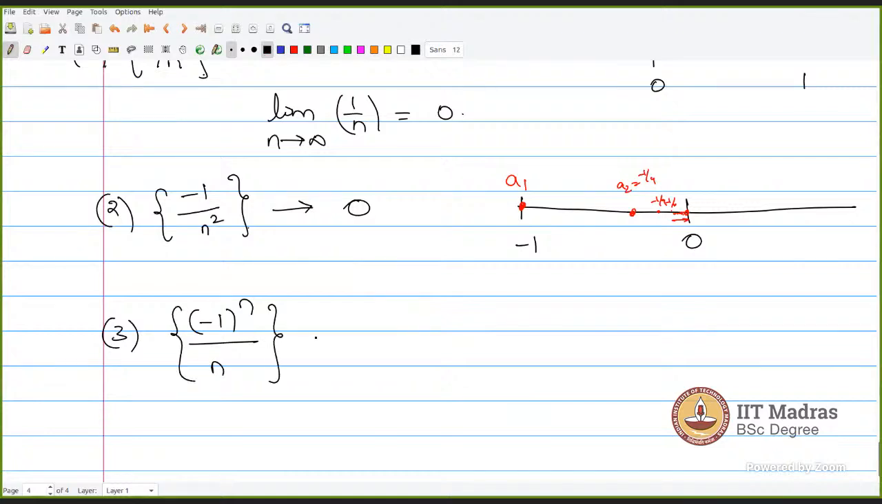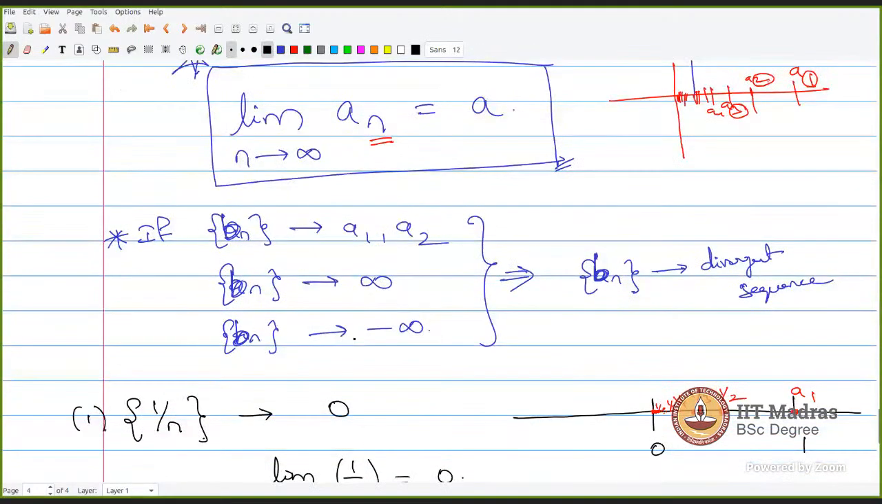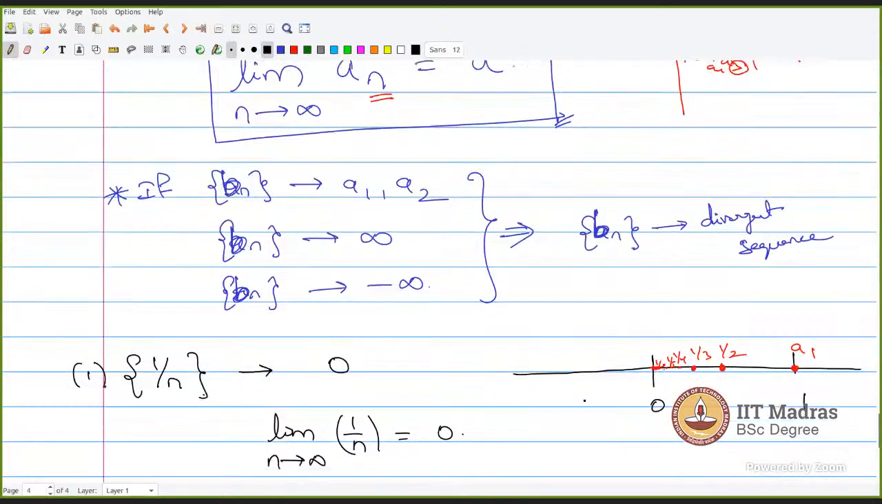If any number is approaching 0, then it is called convergent. Not only 0, it may converge to any real number. Yes, any real number, I agree. So if it is approaching 0, then it is convergent. Even 0 is a real number, so it is convergent. Now it may approach 0, 1, 2, 3, anything. 0 is also included.